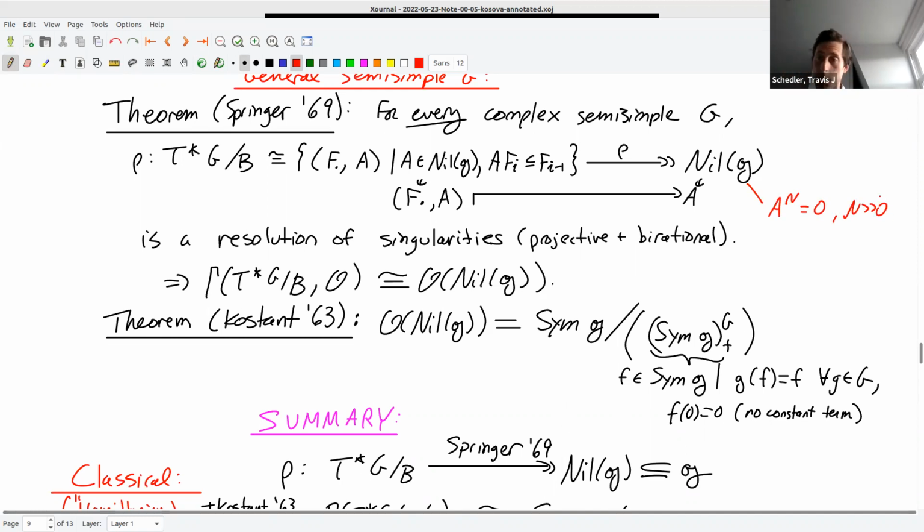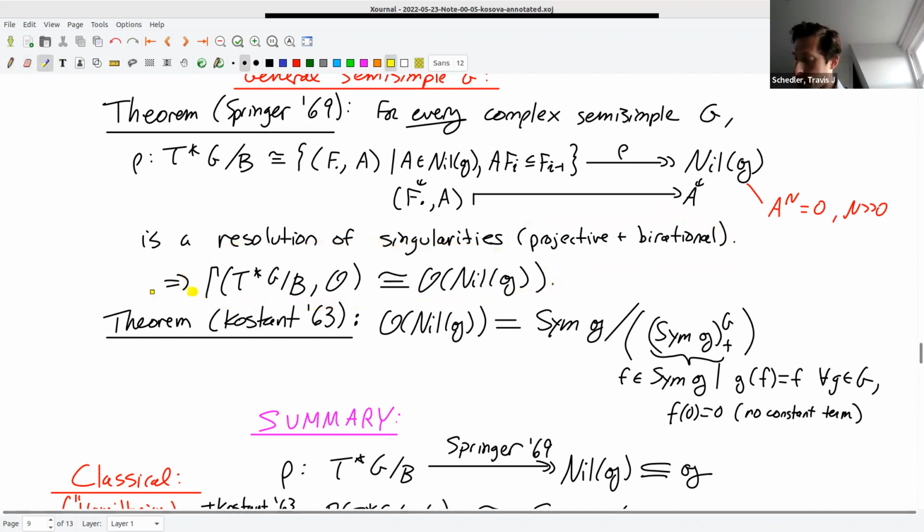The size the matrix will always do. Then this projection map is actually a resolution of singularities. So of course, the source is smooth, the flag variety is smooth, and the target is not, it's a cone, but this is going to be projective and birational. So the global functions of the two are the same.